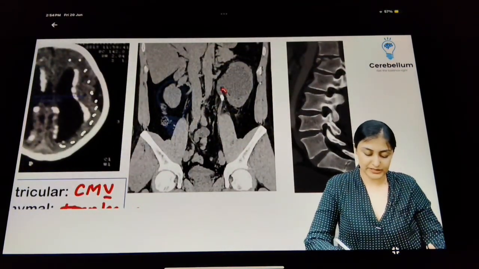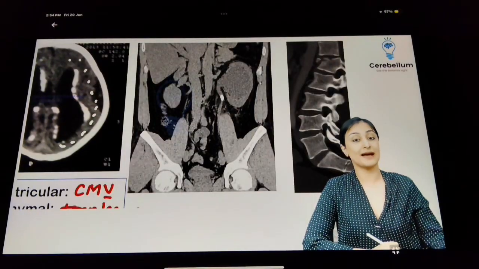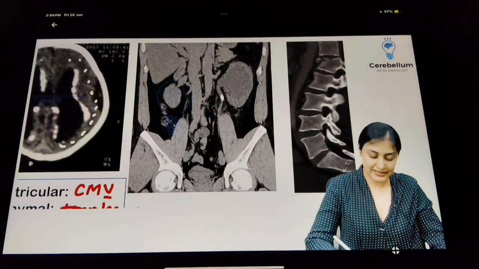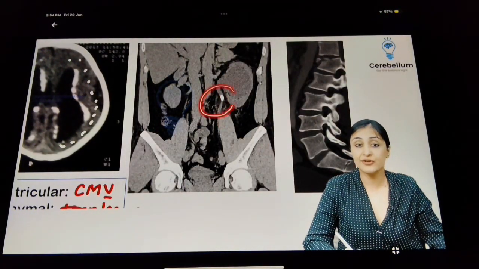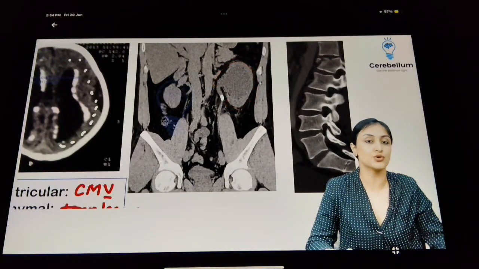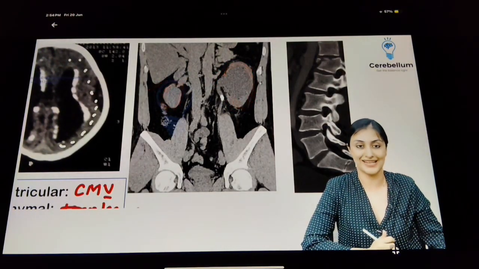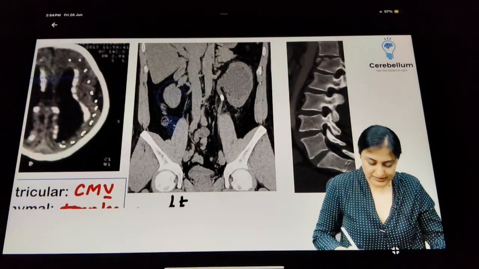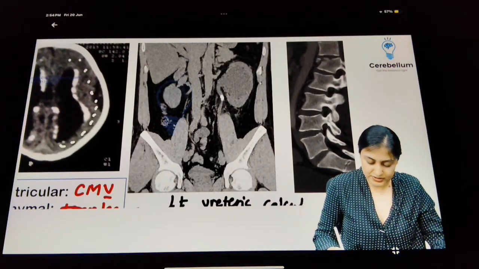Look at this CT scan. This is a coronal view. Can you appreciate that there is a stone which is white, hyperdense, on which side? Left side. And you can appreciate this is the ureter. So there is a left ureteric stone that we can see here, resulting in hydronephrosis. You can see this kidney is swollen compared to the right side. So this is how a ureteric calculus will appear. This is a left ureteric calculus.